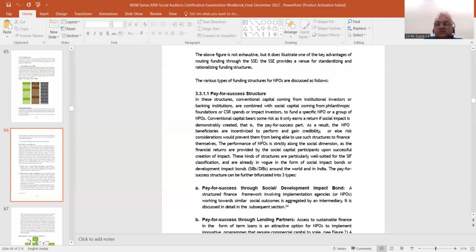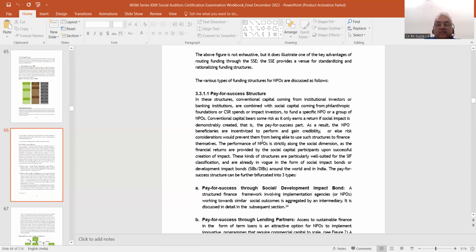Then the performance of NPOs is strictly along the social dimension, as the financial returns are provided by the social capital participants upon successful creation of impact. You create the impact. You are saying that you will create. If you are working in education, demonstrate to us that you are really working, and then you get the funds. But if you are simply getting the funds and not doing anything, then you will not get the funds. That is the idea. These kinds of structures are particularly well suited for the SIF classification and are already in vogue in the form of social impact bonds or development impact bonds around the world and in India.